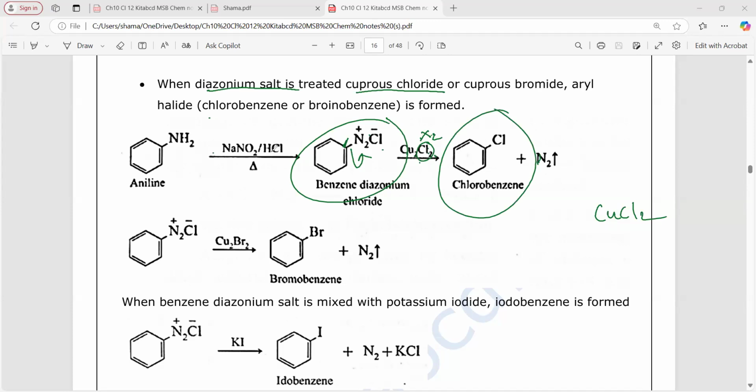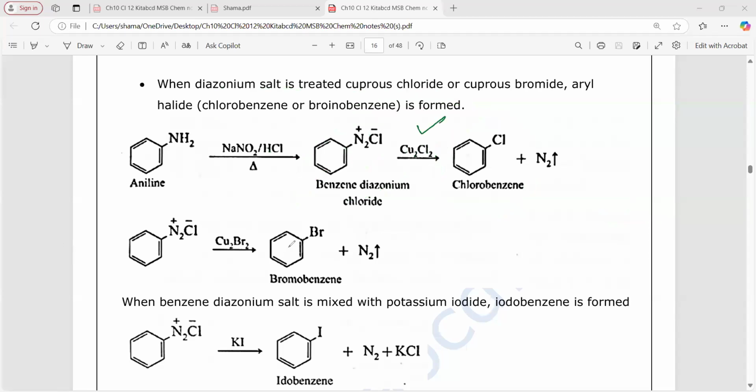Is this happening in the presence of NaNO2 and HCl? No. NaNO2 and HCl would be used to prepare only this compound. Once you get the diazonium salt, the second reaction is with CuCl2. From that Cl2, one of the Cl comes at this place and this N2 is removed completely. Is this formed in situ, or do we add it? No, we are adding this. It won't form in situ. The NO with positive charge that we form is formed in situ.